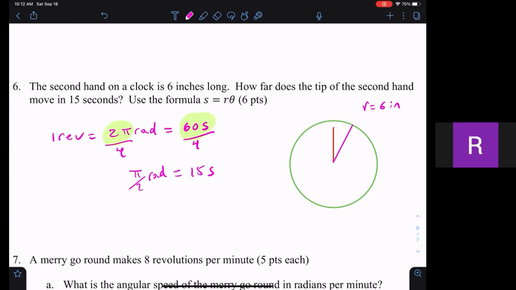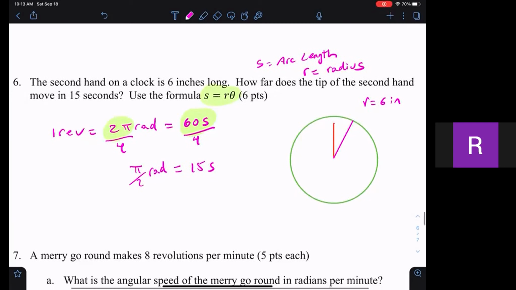And they're telling you to use this formula right here. This is the arc length, right? S is the arc length. R is the radius. And theta is just the angle in radians. In this case, it will be pi over 2, after you figure out what it is. Okay.